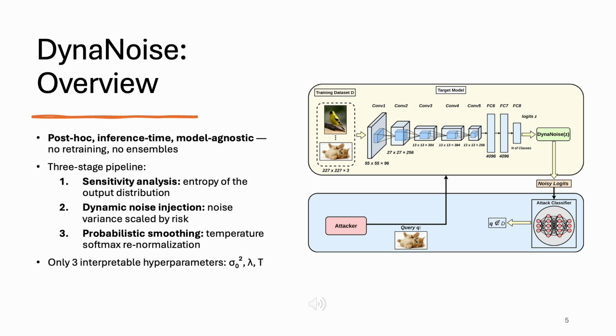It has three stages. First, we analyze the sensitivity of each incoming query using the model's output distribution. Second, we inject Gaussian noise whose variance is scaled by that risk. Third, we apply a probabilistic smoothing step to renormalize the outputs. The whole mechanism has just three interpretable hyperparameters: the base variance, a scaling factor, and the temperature.